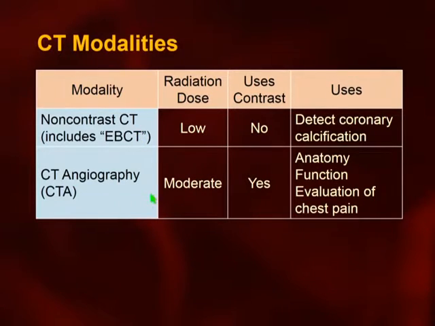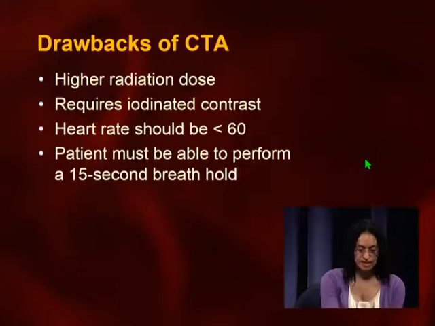The CTA does give you a greater, moderate dose of radiation, and you must use contrast. And we use that in evaluation of chest pain and looking at anatomy because it will outline the coronary vessels for us. Two totally different tests.